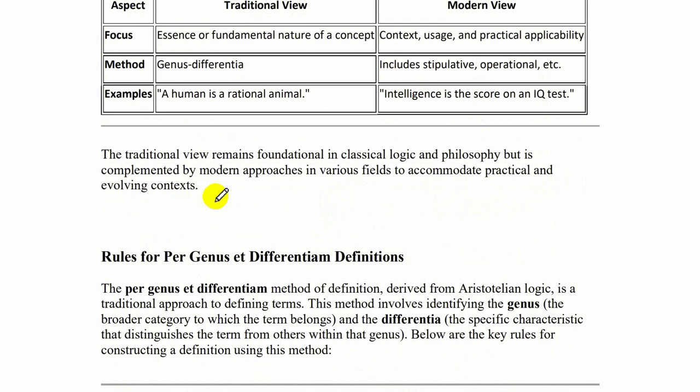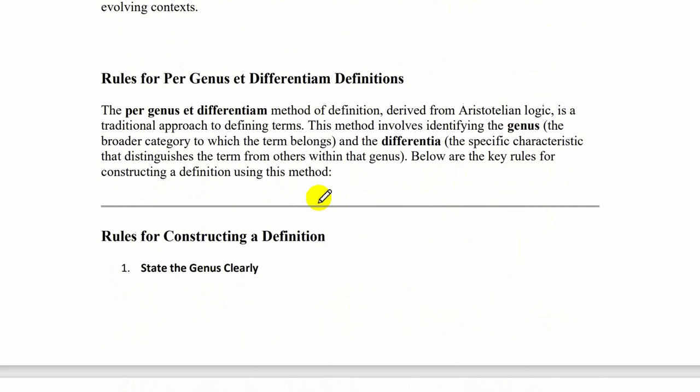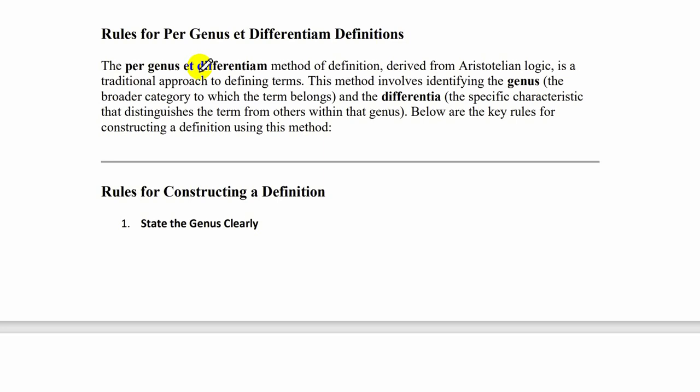The traditional view remains foundational in classical logic and philosophy but is complemented by modern approaches in various fields to accommodate practical and evolving contexts. Now let's look at the per genus et differentium definition. The per genus et differentium method of definition, derived from Aristotelian logic, is a traditional approach to defining terms. This method involves identifying the genus. Now what is a genus? The broader category to which the term belongs, and the differentia.